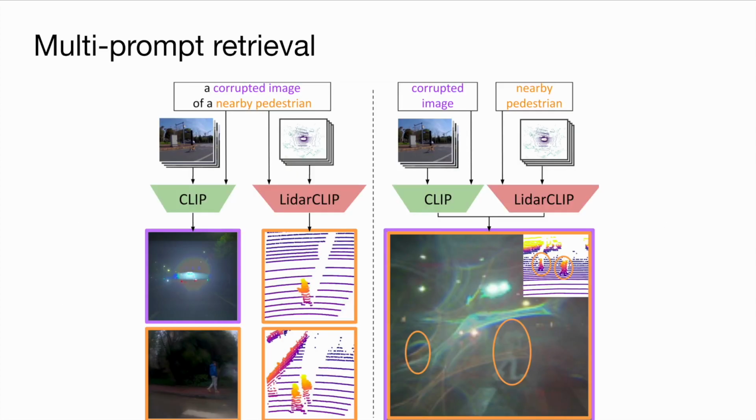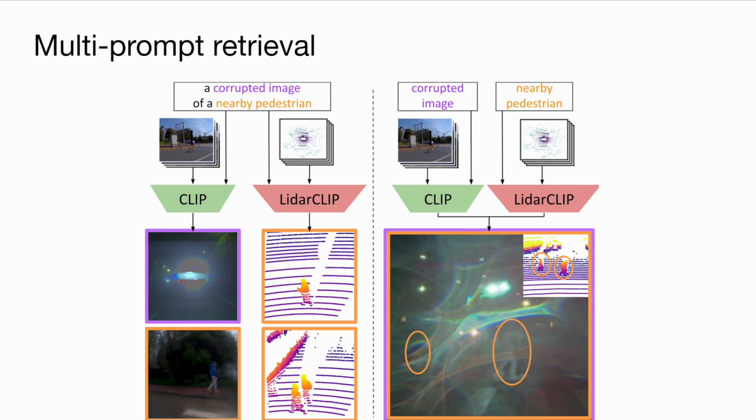Here we demonstrate a highly useful real-world application for autonomous driving. The objective in this task is to retrieve a corrupted image of a nearby pedestrian. If we naively construct this query prompt and pass it to either LidarCLIP or ImageCLIP, we will almost certainly get only corrupted images or only nearby pedestrians, since the information about both these things at once is not present in one of the modalities. If the image is really corrupted, we will not know if there's a nearby pedestrian, and similarly LidarCLIP, or the LiDAR data, is not aware whether the image is corrupted or not.